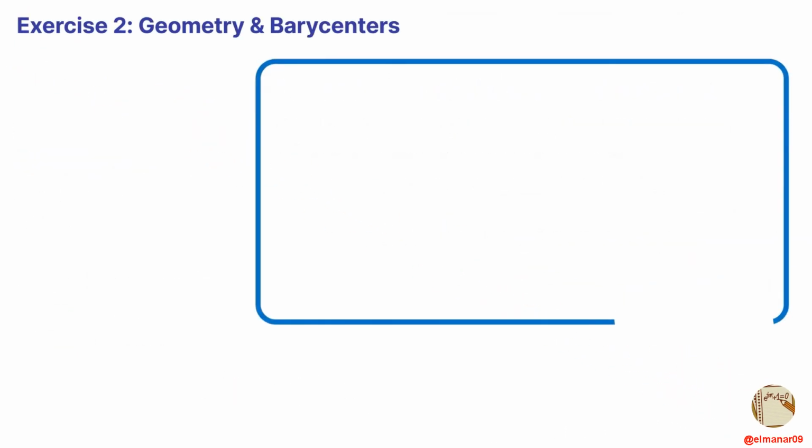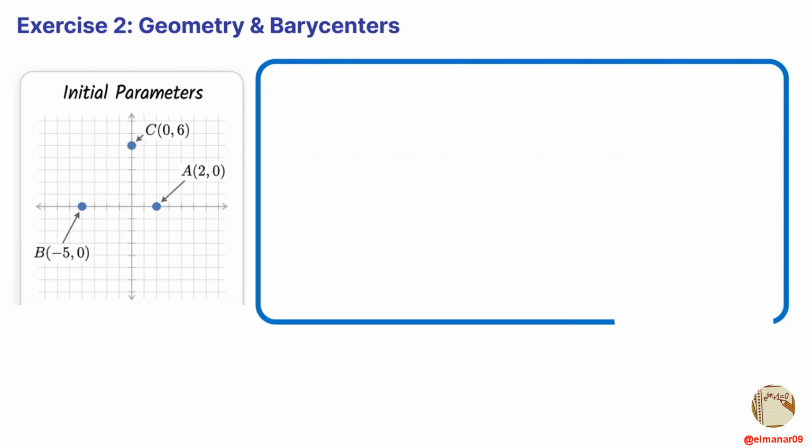We're going to tackle exercise number 2, which deals with a fundamental concept, the center of gravity. First, look at the graph on the left, titled Initial Parameters. We're in a standard Cartesian coordinate system. Do you see our 3 points? We have point A located at 2, 0, sitting proudly on the x-axis. Point B, on the opposite side, is at -5, 0. And finally, point C, peaking on the y-axis at 0, 6.